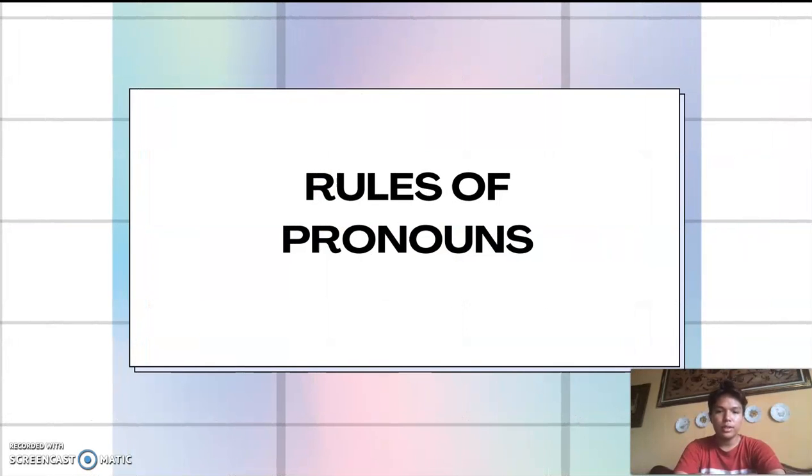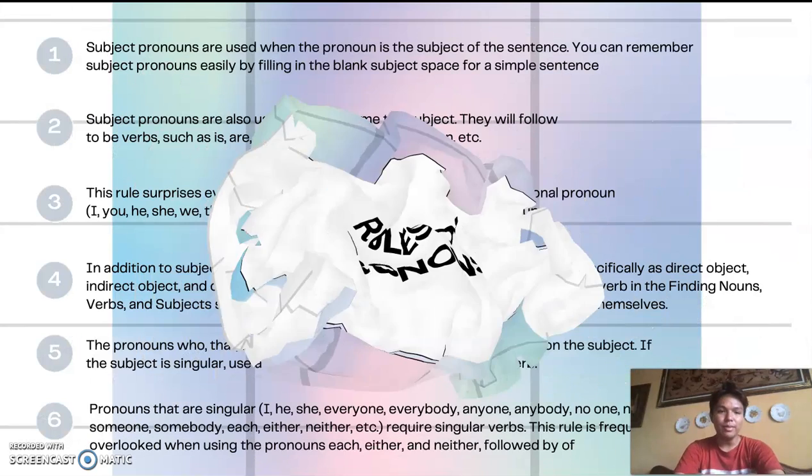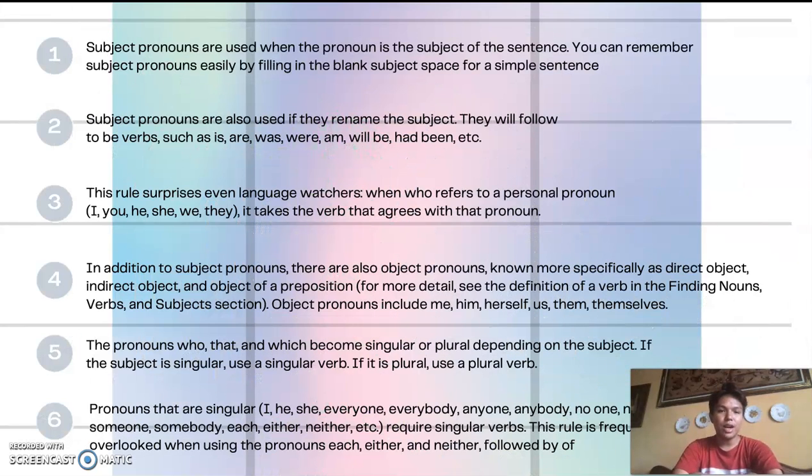Rules of pronouns. For this part, it will take a lot of time because it's a little bit longer, so keep on watching. Subject pronouns are used when the pronoun is the subject of the sentence. You can remember subject pronouns easily by filling in the blank subject space for a simple sentence. Subject pronouns are also used if they rename the subject. They will follow to be verbs such as is, are, was, were, am, will be, had been, and etc.